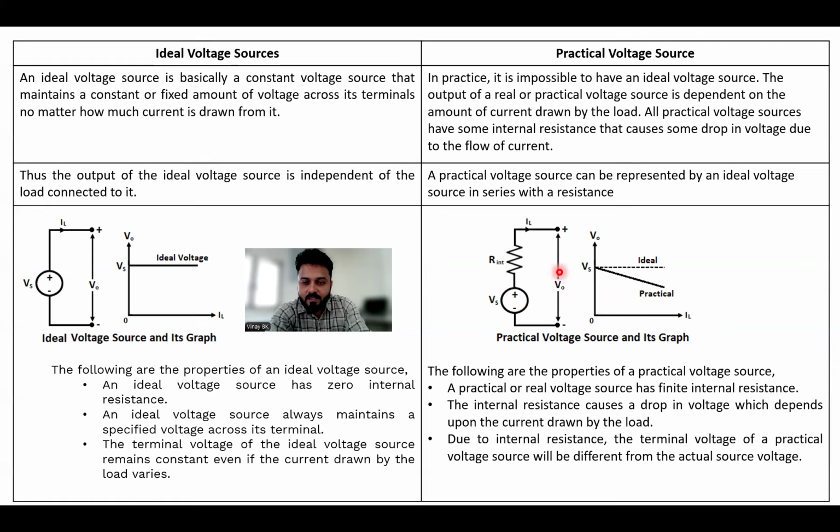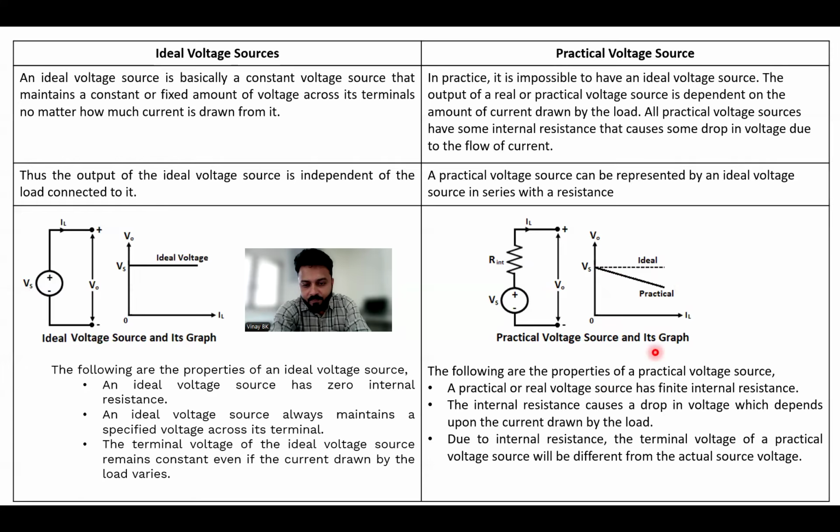Here the load changes by changing the current that flows in the circuit, because there is a drop in the internal resistance, that is IL times R internal drop. Because of that, by increasing the current, the output voltage is going to decrease, or else by decreasing the current, the output voltage is going to increase. Whereas the source voltage is fixed here, but the output is changing.